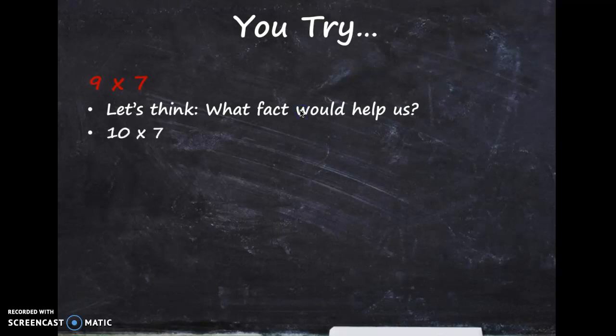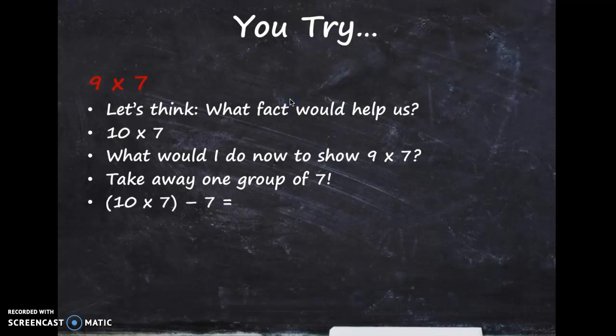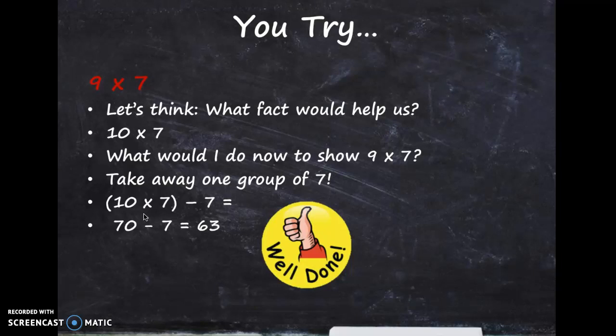We can start by changing the 9 to a 10, making it 10 times 7. Next, we could show 9 times 7 by taking away one group of 7. If you said that we took away one group, you are so smart. Leaving our equation as 10 times 7, take away one group of 7, gives us our product of 63. If you solved that right along with us, you did an excellent job. Well done, my friends. Let's try one more before I send you off to do your problem set.